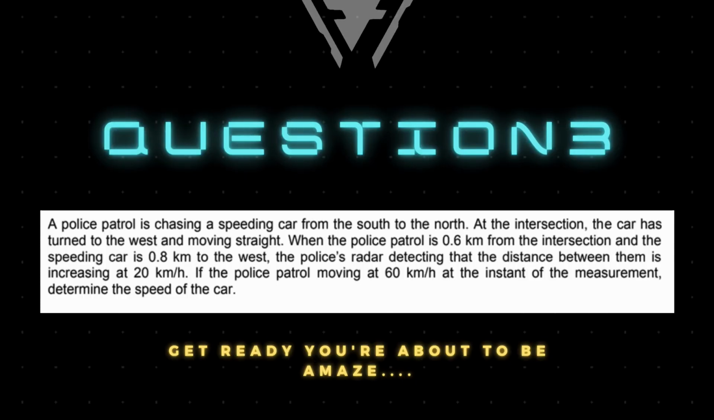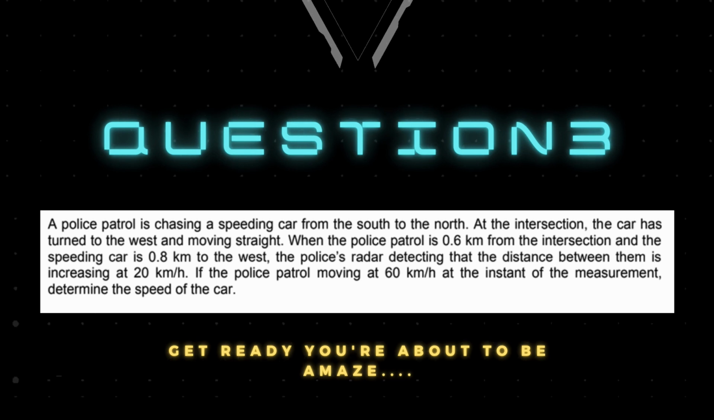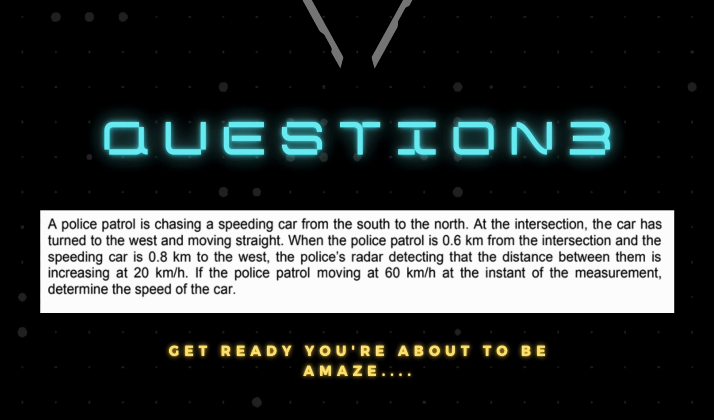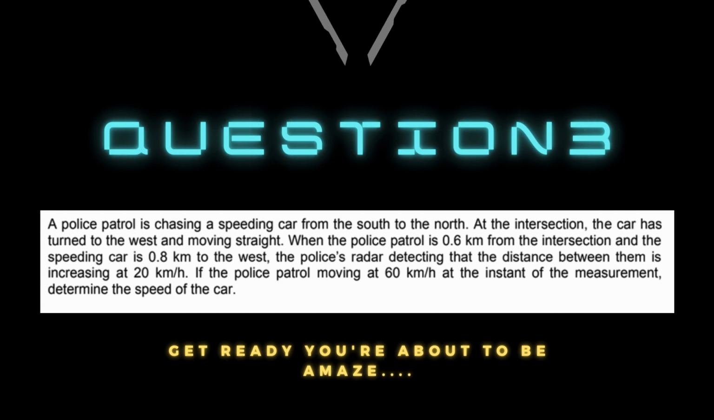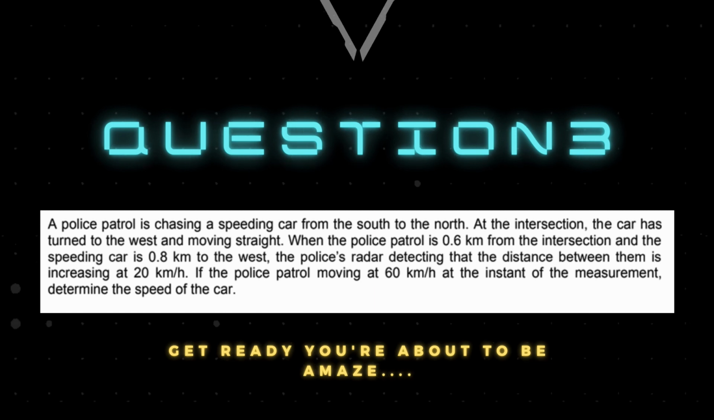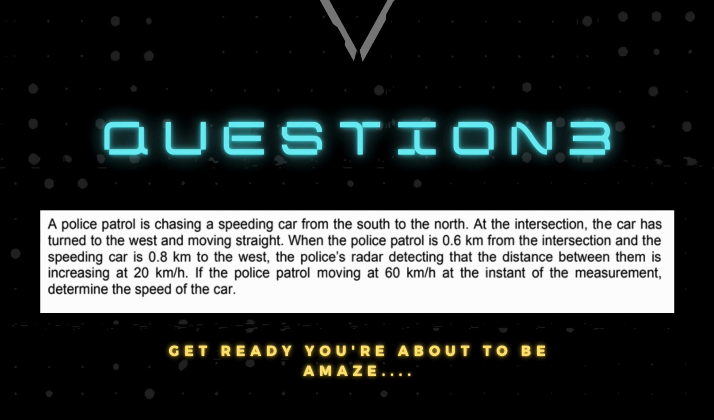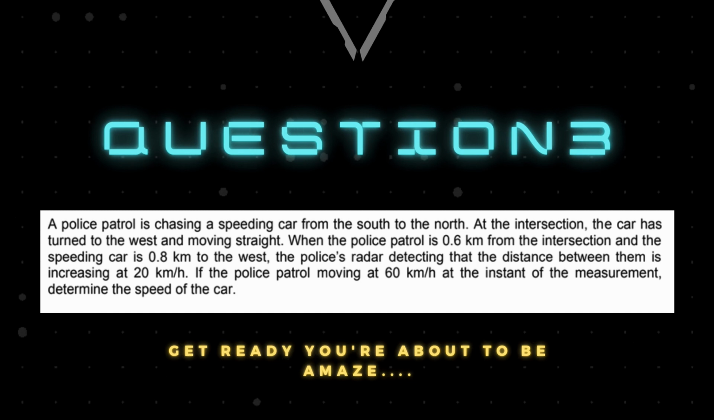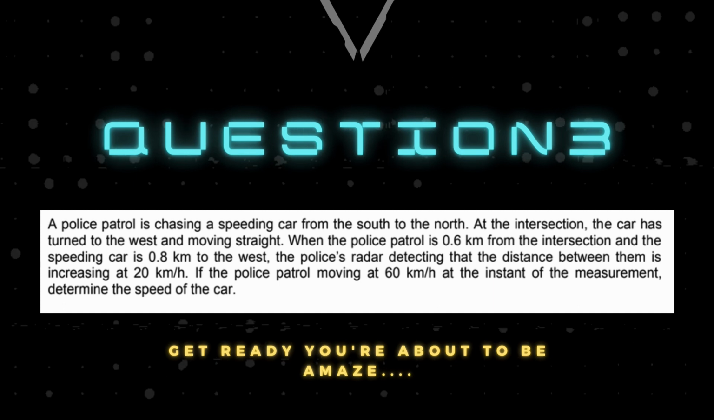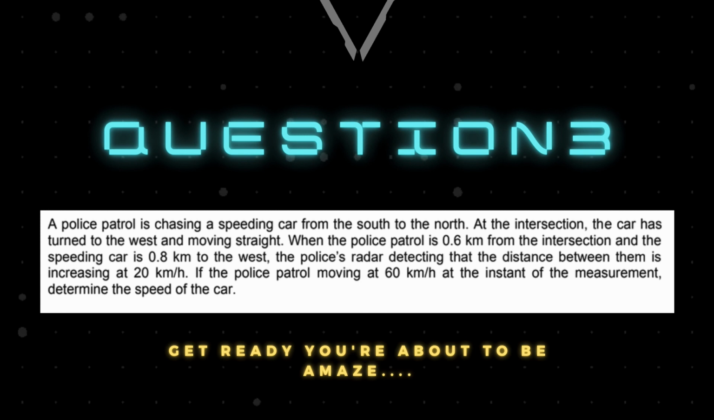Okay, the question given is: a police patrol is chasing a speeding car from the south to the north. At the intersection, the car turns to the west and moves straight. When the police patrol is 0.6 km from the intersection and the speeding car is 0.8 km to the west, the police radar detects that the distance between them is increasing at 20 km per hour. If the police patrol is moving at 60 km per hour at the instant of the measurement, determine the speed of the car.